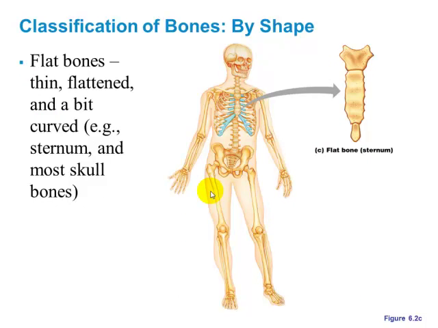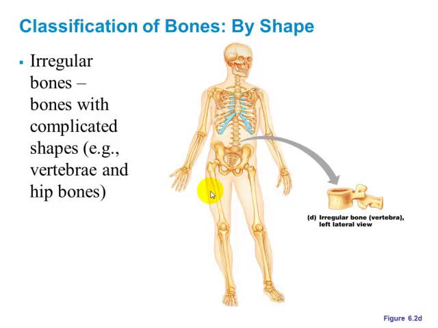We also have flat bones, and flat bones are usually flat. They have a slight curve to them. This would be the sternum, or the breastbone, and most of the bones of the skull, specifically the cranium. So these are curved bones that are flat, and they also have a very specific organization that we'll take a look at.